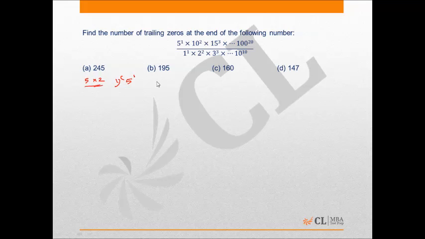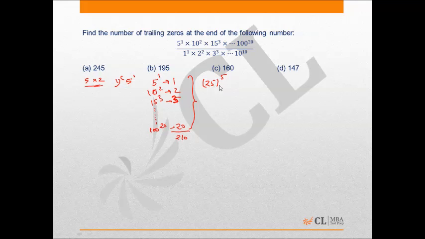So in the numerator we'll get 5 power of 5 when we'll have 5 raised to power 1, we'll have 1 power. In 10 square we'll have 2 powers of 5. In 15 cube we'll have 3 powers of 5, and so on and so forth. 100 raised to power 20 gives you 20 powers of 5. So this will give you 210 powers.